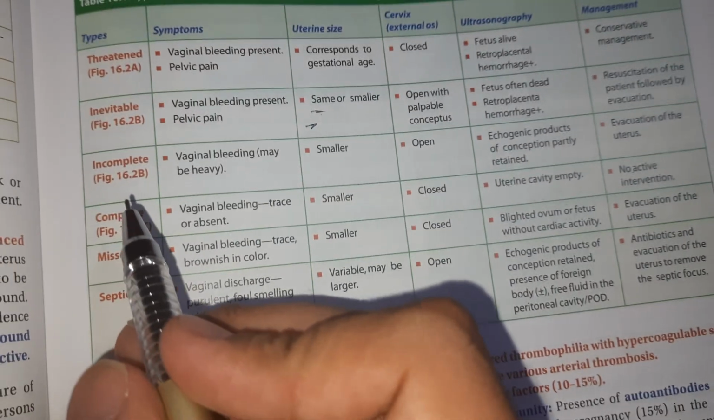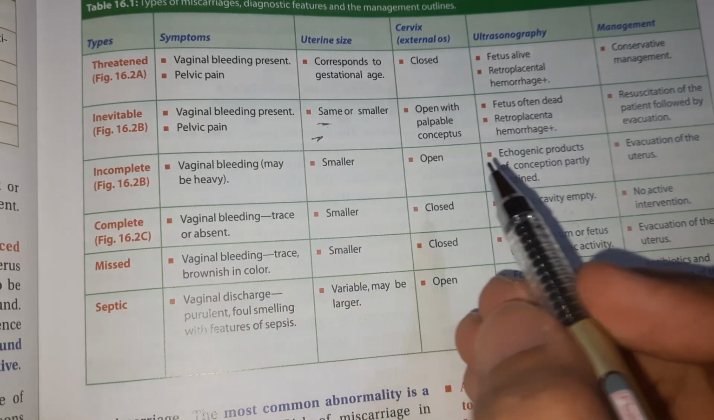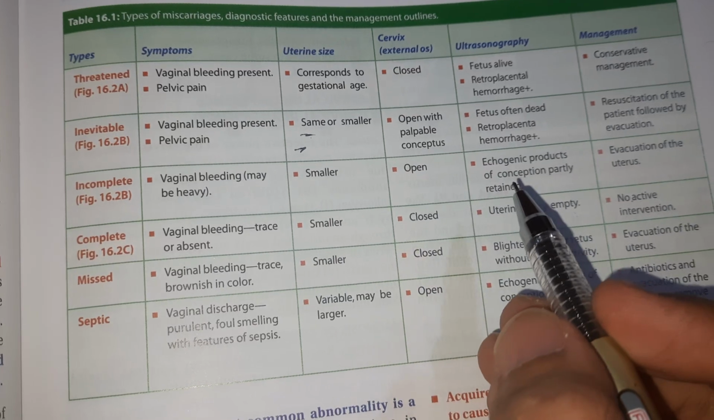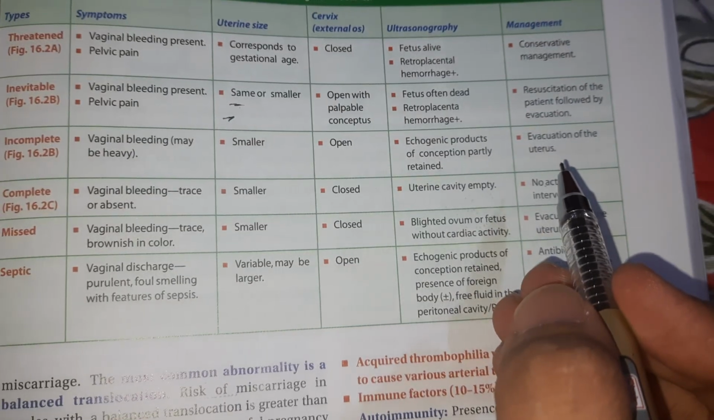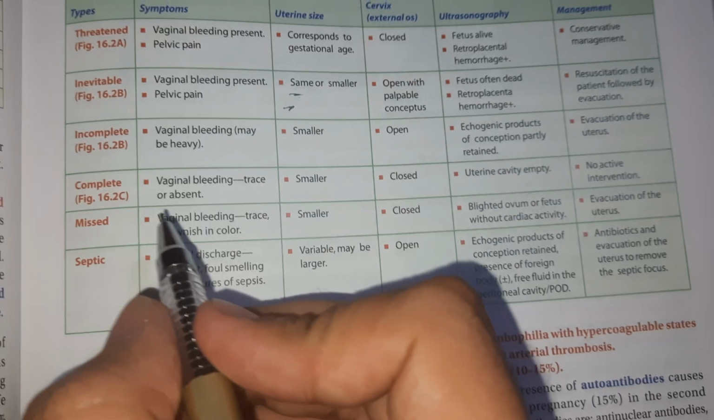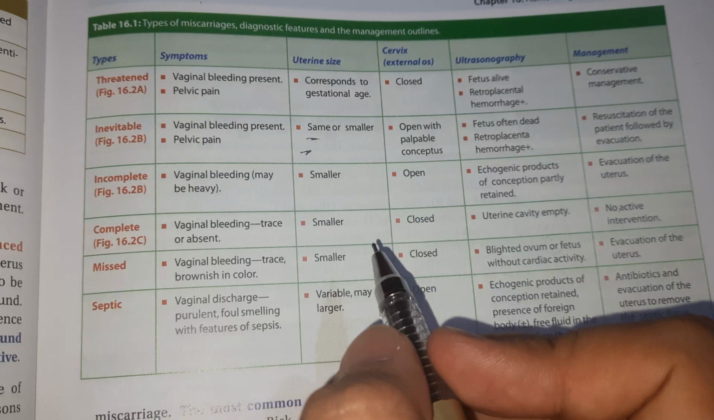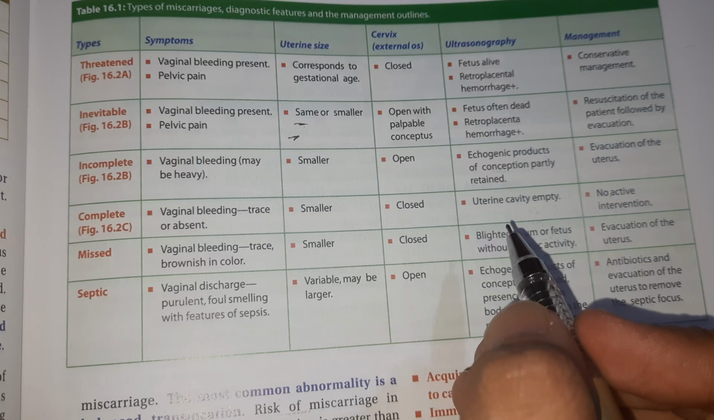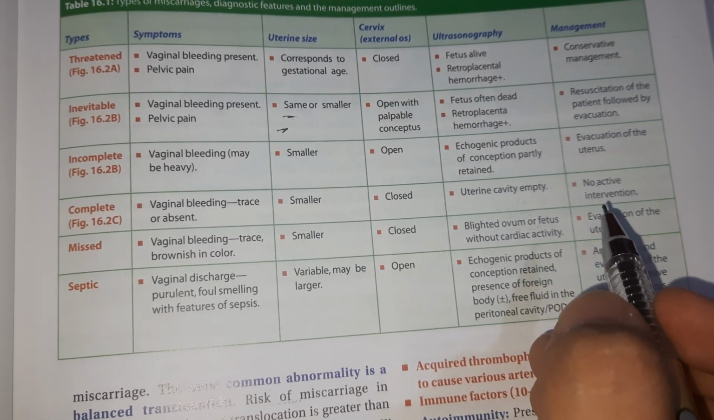And in incomplete abortion, vaginal bleeding is present, and it may be heavy. The uterine size is smaller, the cervix is open, the external os is open, and echogenic products of conception may be seen on ultrasonography. Evacuation of the uterus is to be done. And in complete abortion, vaginal bleeding might be trace or absent, and the uterine size is smaller than the period of gestation. The cervix is closed, the external os is closed, the uterine cavity is empty, and no active intervention is needed.